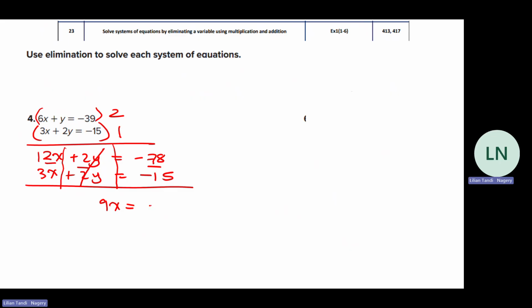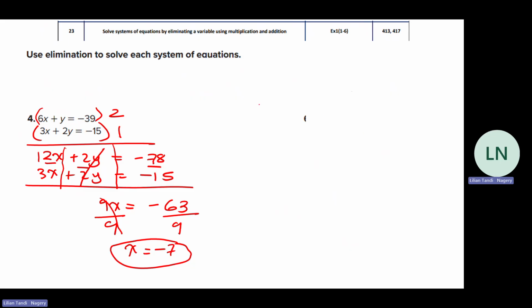63. See? Then you divide by 9, both sides. This goes away. X equals negative 7. Okay? If x is equal to negative 7, now you need to find y.